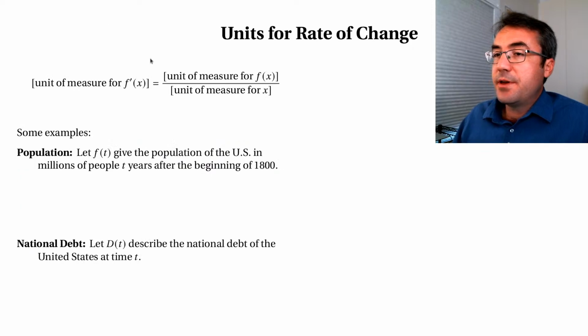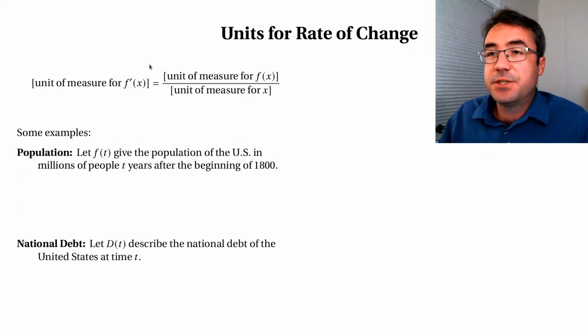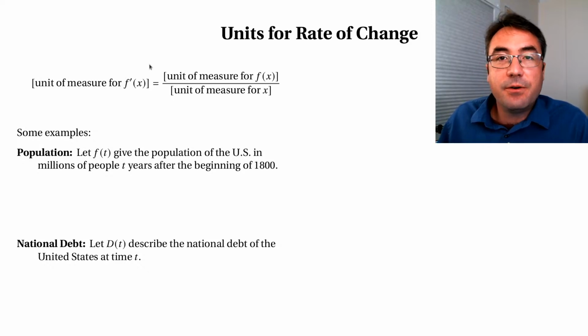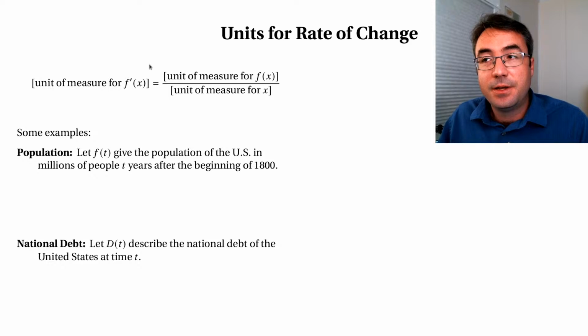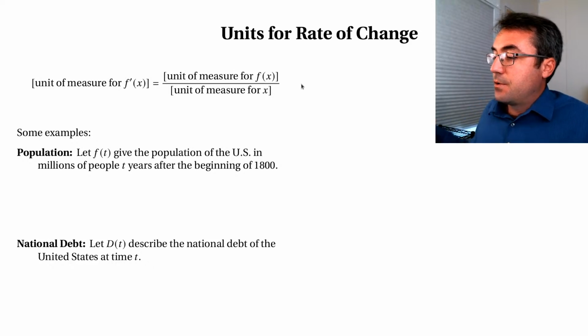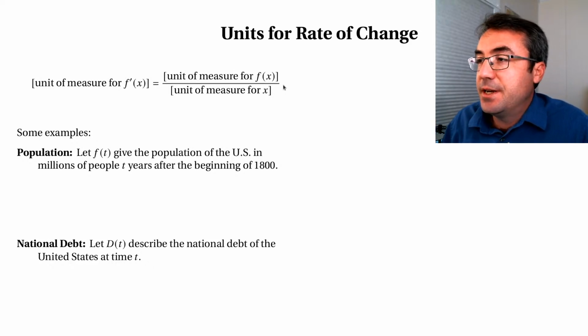And the one thing we were doing in each of these examples is we were looking at the units. We were keeping track of the units. So the unit of measure for f prime is equal to the unit of measure for function f divided by the unit of measure for x. And we read that division line as "per."